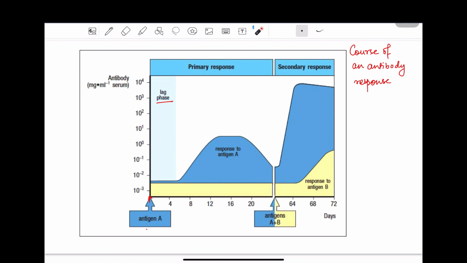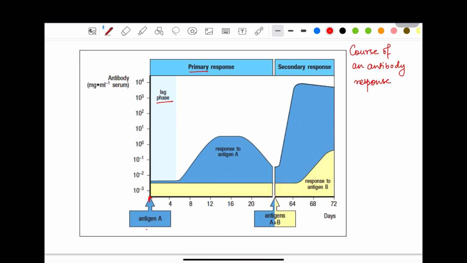So what is primary response? Primary response is when the antigen is entering the body for the first time. So the immune system of the body is encountering the antigen for the very first time. And the response of the adaptive immune system in this particular time, when it is encountering the antigen for the first time, that is called the primary response.